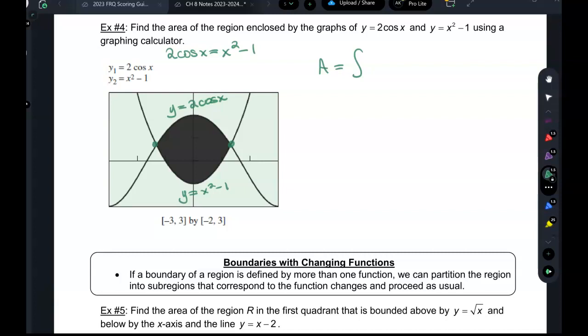This is how I'm going to write it. I'm going to put A and B here, and I'm going to put A is equal to negative 1.265 and B is positive 1.265. And then I'm just going to put in 2 cosine x minus the parabola dx.